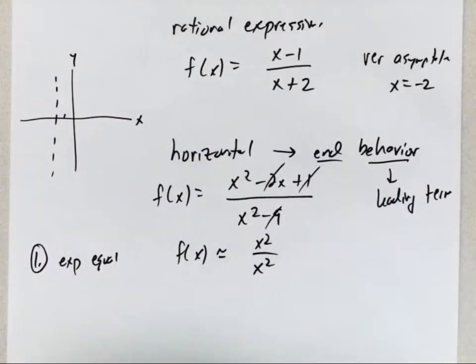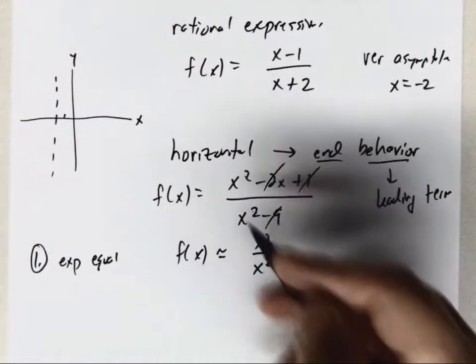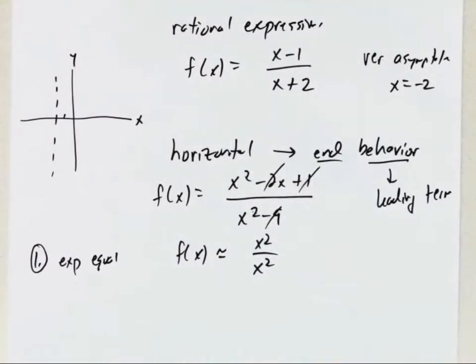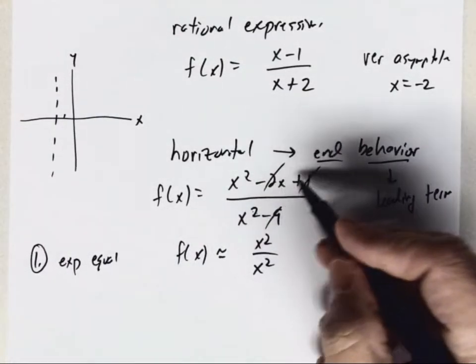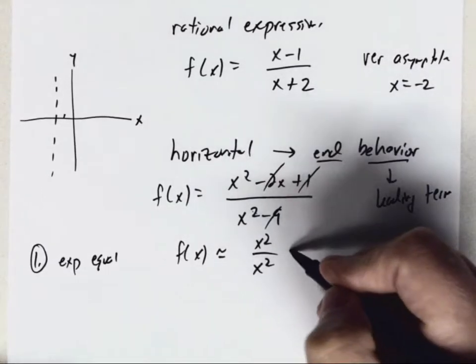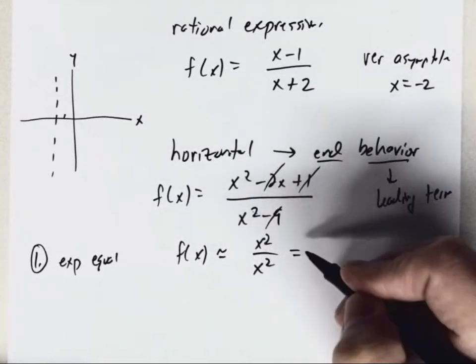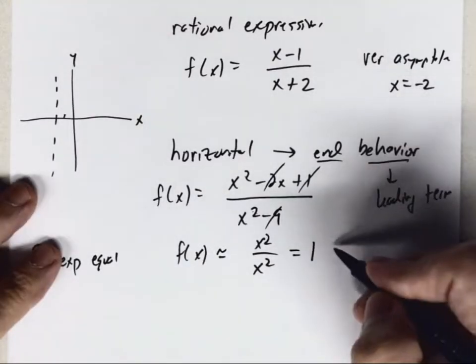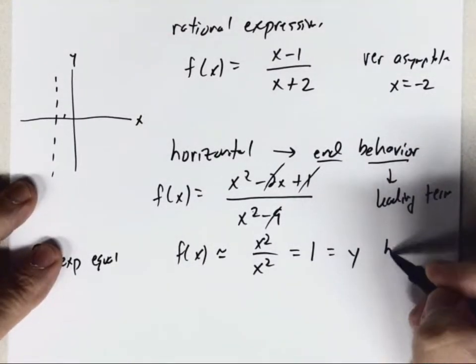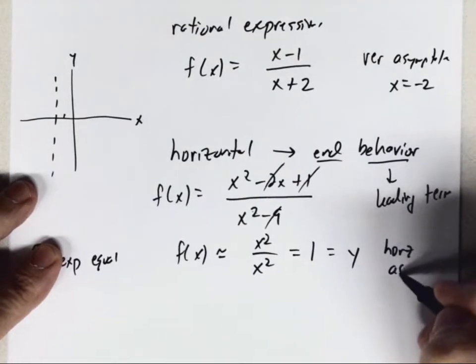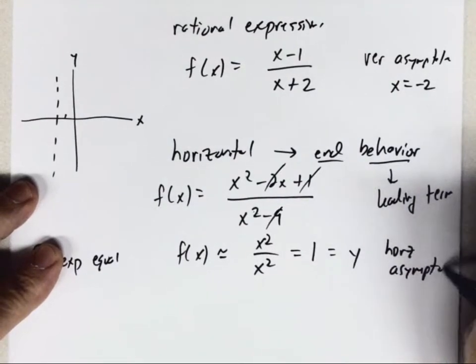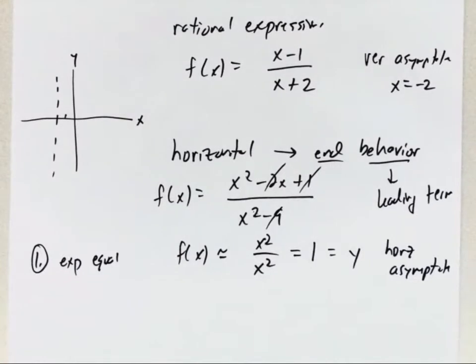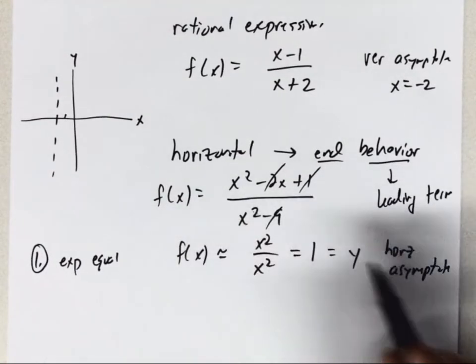You're given a rational expression. You look at the leading terms. The exponents are the same. When you get rid of everything else, what happens? X squared over x squared, those cancel. If those cancel, you're left with just the number 1. You know what this says? This becomes my horizontal asymptote, because f of x is the same thing as y.